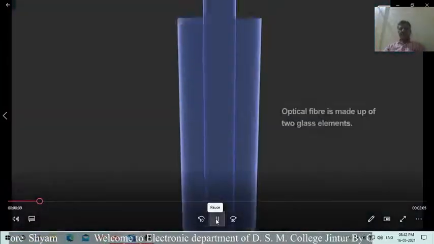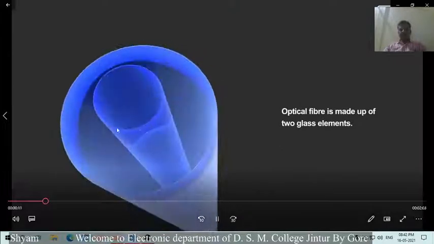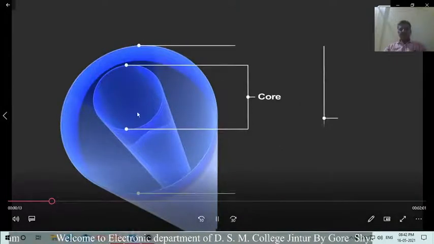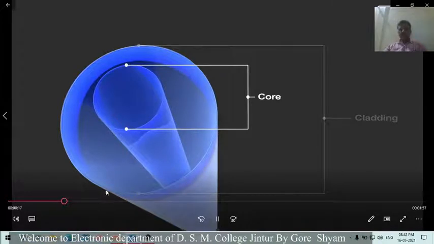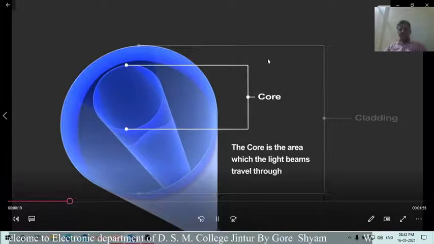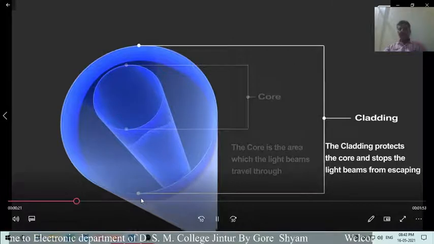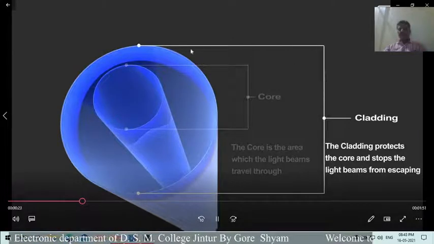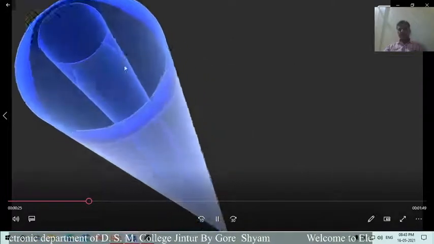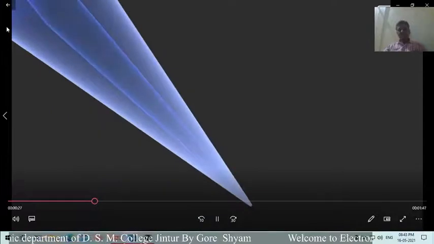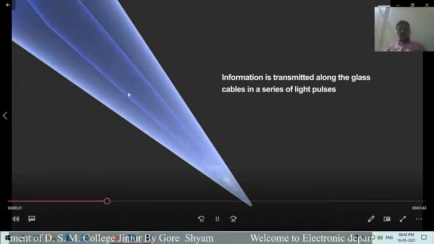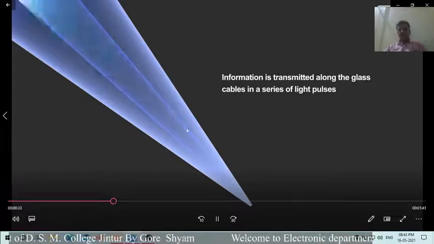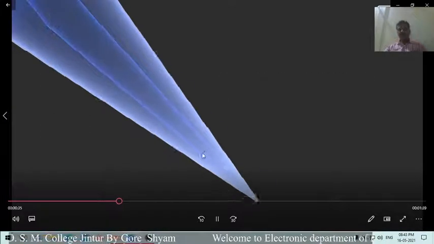Here this is the optical fiber. As you see, this is the center part, and this center part is known as the core, and this is the protective layer, which is known as the cladding. Here the cladding is used to protect the internal part of the optical fiber, and the information or the signal is transmitted through the optical fiber in the form of pulses of light.